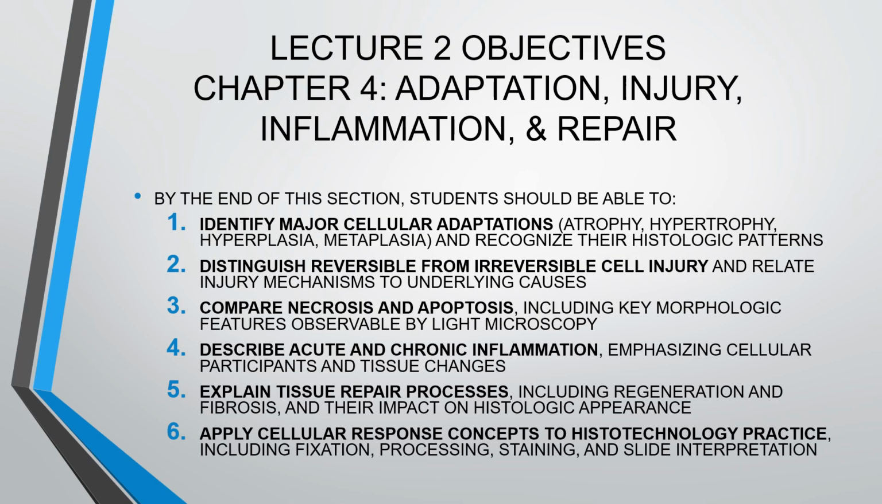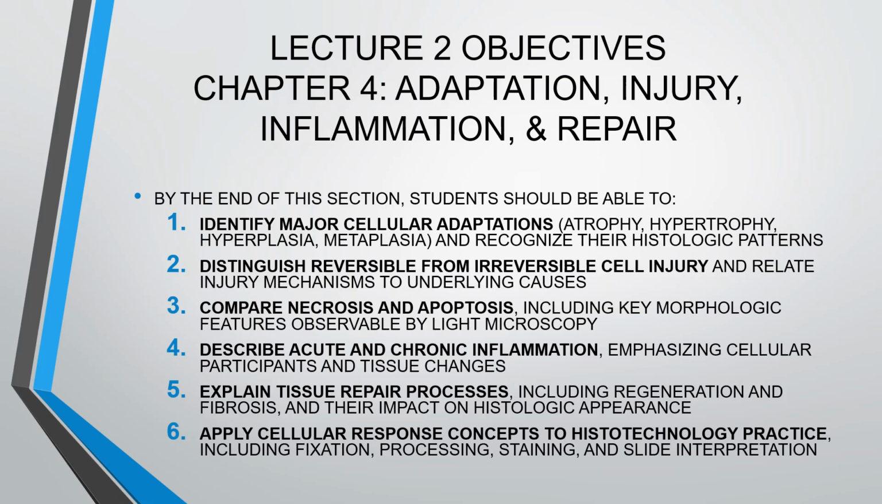Before we get into the weeds, let's level set with what you should be able to do by the end of this section. You'll notice these objectives are very intentional. They move from recognition to comparison to application, which is exactly how your brain and your future lab work should function. You're expected to recognize the major cellular adaptations like atrophy, hypertrophy, hyperplasia, and metaplasia, and not just name them, but identify what they look like histologically.